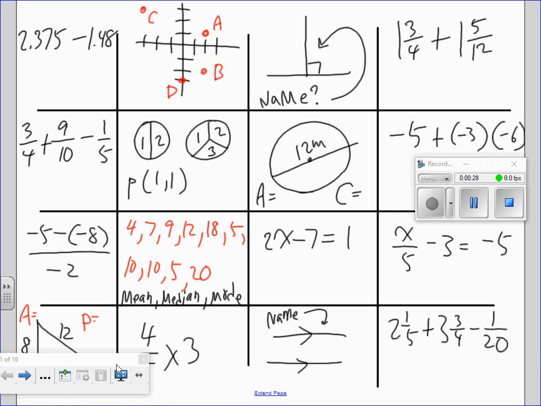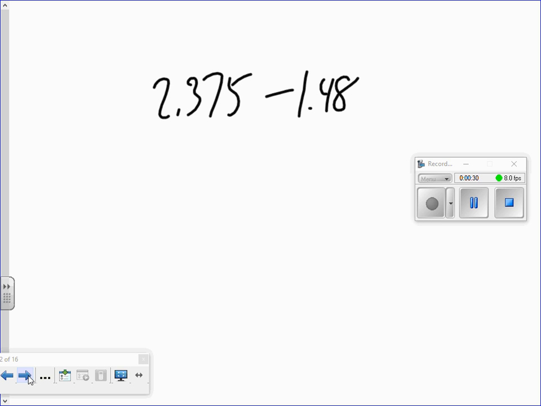So our first question is 2.375 take away 1.48. Okay, so if we take subtraction without a calculator, we can take our first number, line up the decimals, and subtract them. Now, if you're missing place values, we said that you can put a 0 there to help you see the place values a little bit better. 5 take away 0 is 5. 7 take away 8 you can't do, so you borrow.